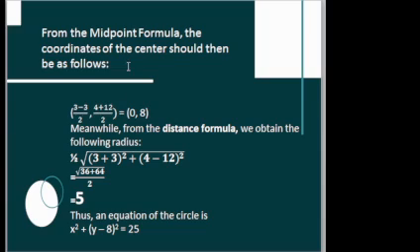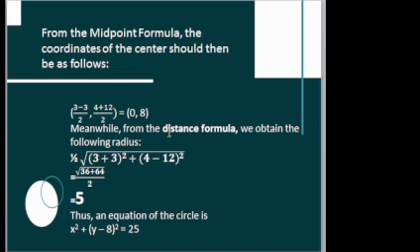So we have here 3 minus 3 is 0, divided by 2 is 0. And 4 plus 12, we have 16, divided by 2 is 8. So meanwhile, from the distance formula, we obtain the following radius. So we have here already 0 and 8 as our center. The h is 0 and the k is 8.